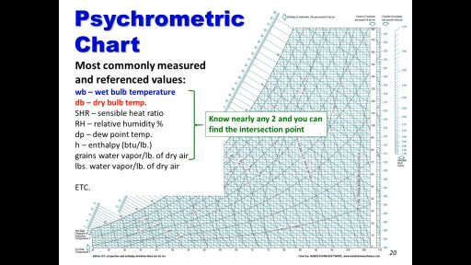If I know nearly any two of those, in fact most of those would fall into this category, you can actually find a point of intersection. And that's all you're trying to do for a given air sample, is determine a point of intersection on that chart. Once you've got a point of intersection, you can determine practically anything you want to know about that sample of air.